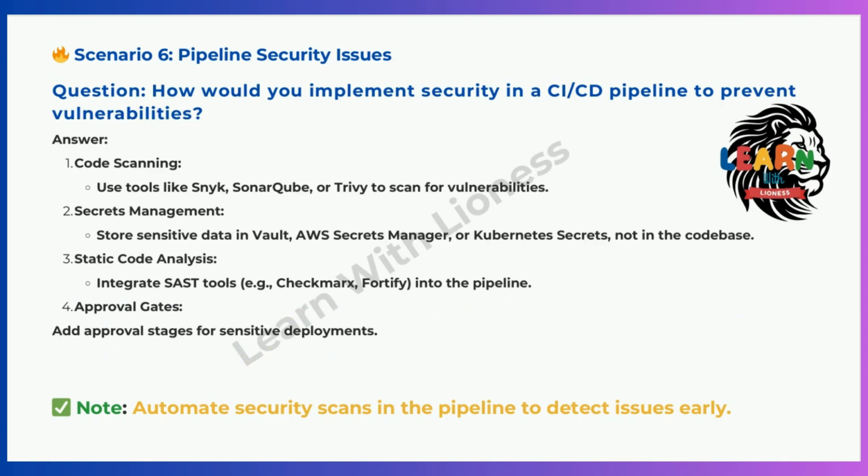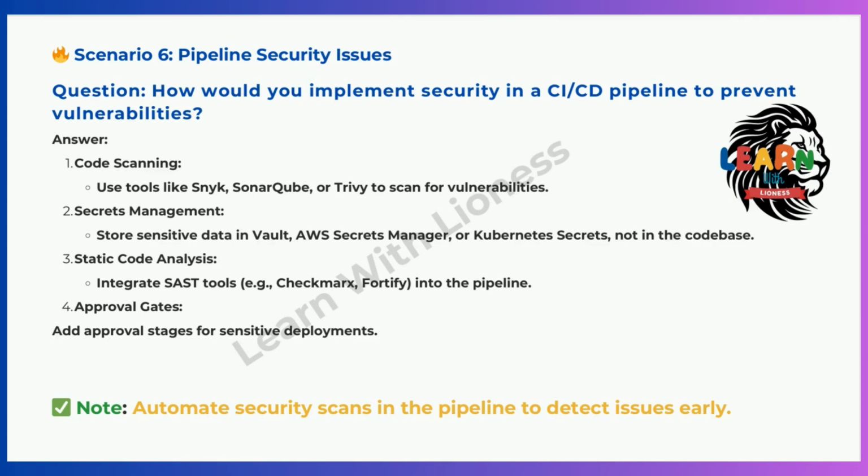Scenario 6. Pipeline security issues. Question. How would you implement security in a CI/CD pipeline to prevent vulnerabilities? Answer. 1. Code scanning. A. Use tools like Snyk, SonarQube, or Trivy to scan for vulnerabilities. 2. Secrets management. A. Store sensitive data in Vault, AWS Secrets Manager, or Kubernetes secrets, not in the codebase.